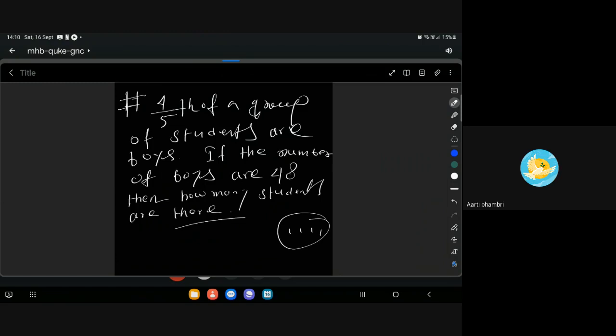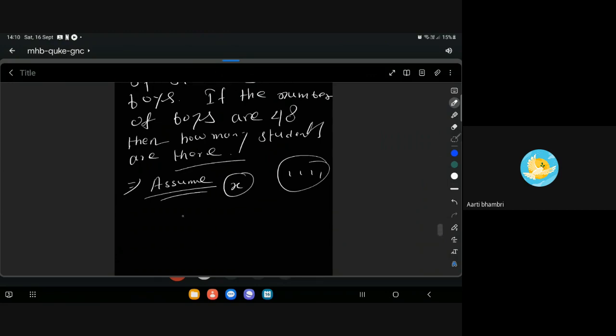Yes, it's 60. Okay. So let's assume that total students is X. X is the total number of students. You can write it as N also, or anything, A, B, C, anything. So they have told you 4/5 of N is equal to boys. If we assume N, then this is the number of boys, 4n/5. But according to them, it's 48. So both are the same. We can equate them.